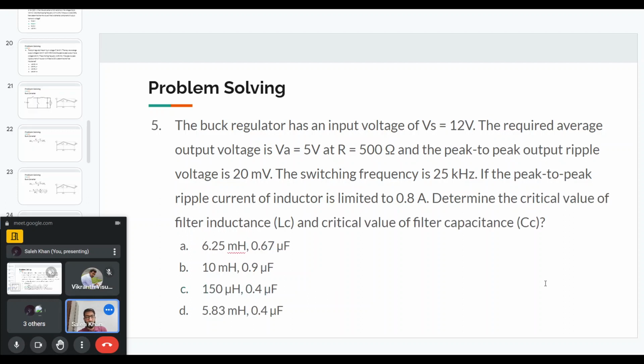So the fifth question is again about a buck regulator, same circuit. In fact, all the details are the same up to this point. The input voltage, output voltage are the same, load current is the same, peak-to-peak ripple is the same, switching frequency is the same, and it is said that the peak-to-peak ripple is limited to 0.8 amperes. Now we are asked to determine the critical value of the filter inductance and the critical value of the filter capacitance.